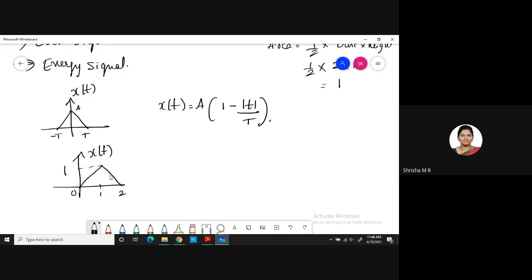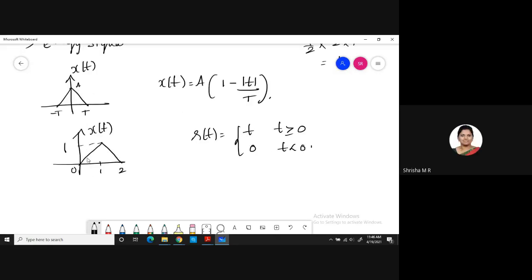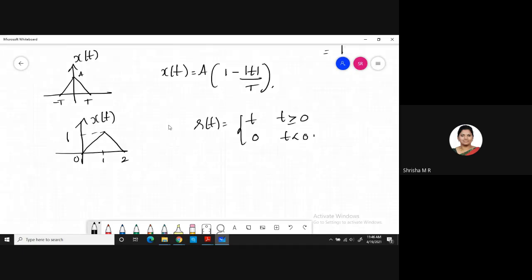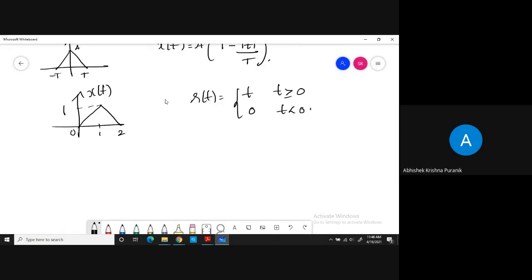So how do we represent the ramp signal r of t? It is t for t greater than or equal to 0, and it is 0 for t less than 0. We know that this is the definition of the unit ramp signal. Ma'am, 0 to 1 negative and then 1 to 2 positive? It is an increasing ramp and a decreasing ramp, or positive slope and negative slope. So 0 to 1 is positive slope, and 1 to 2 is negative slope.